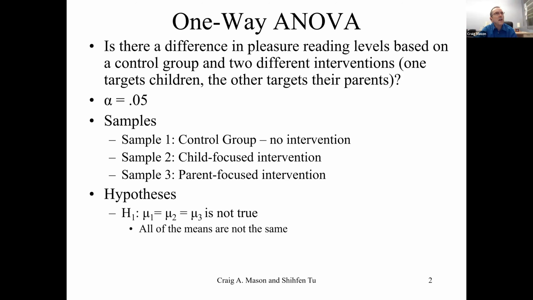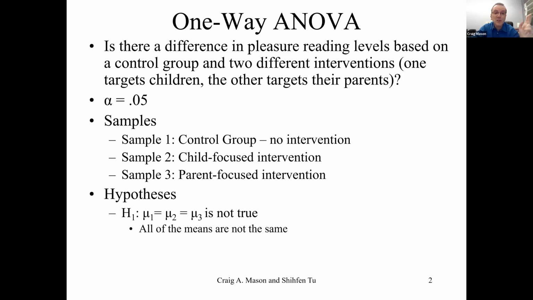Did I say that right? The means for all of those populations do not have the same mean. Yes, I actually got it right there on the slide. All of the means are not the same. Do not make the mistake of saying mu1 does not equal mu2 does not equal mu3, because maybe mu1 and mu2 are equal, but they're different from mu3. So you need to phrase it some way like this.